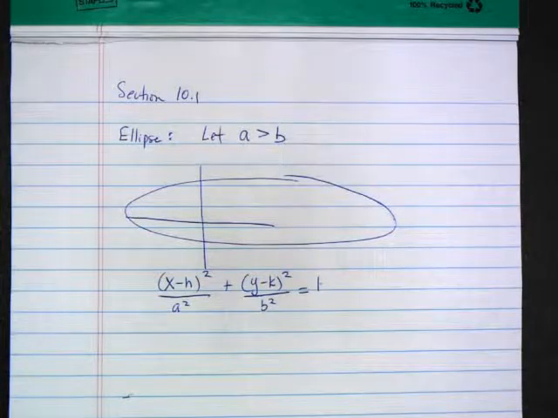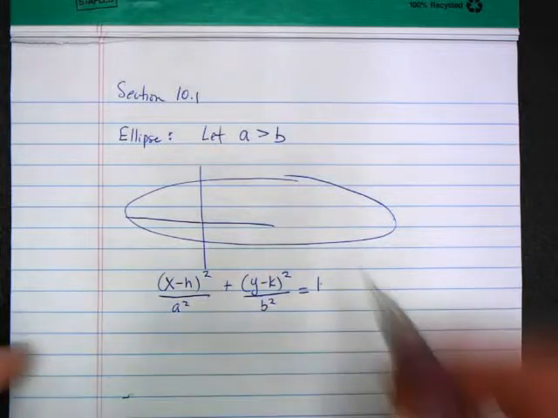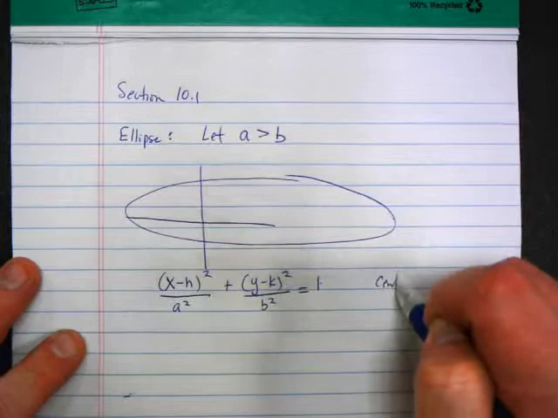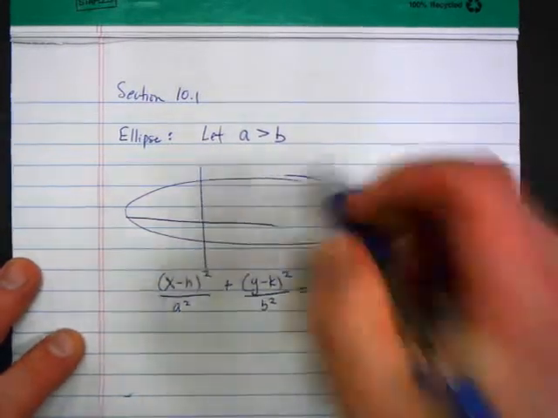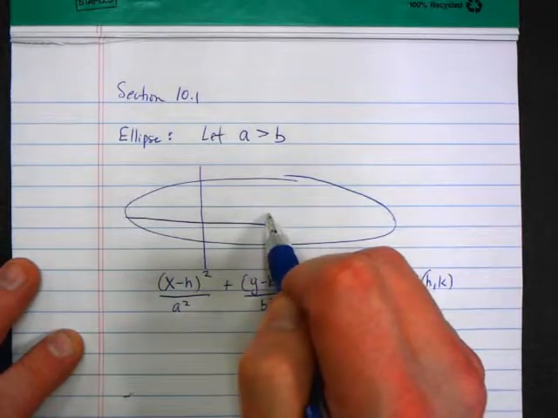And these numbers, h, k, a, and b, are all something important. What's hk? Hk gives you the center, just like it did for a circle. So the center is right around here somewhere.